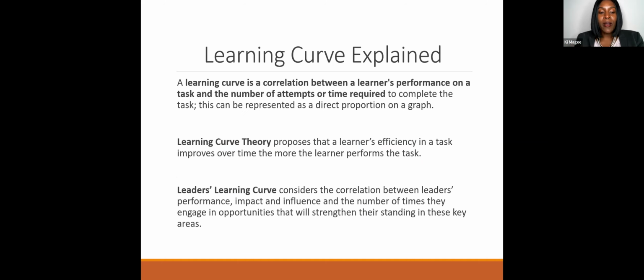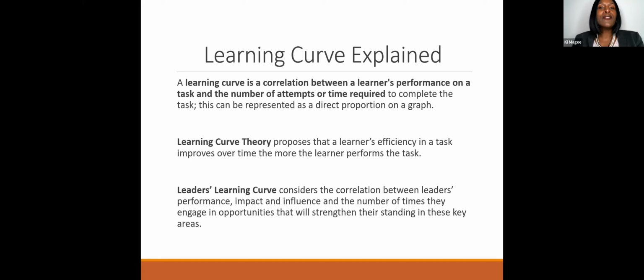The major thing with the learning curve is that it's a correlation between the learner's performance and the number of attempts that are required. While we'd like to believe that every time we pick up a new habit, a new behavior, we're going to nail it 100% the very first time, that's usually not the reality that most humans experience. The learning curve theory tells us that we as learners become more efficient and improve over time by doing the thing, the new habit, by performing the new ritual.